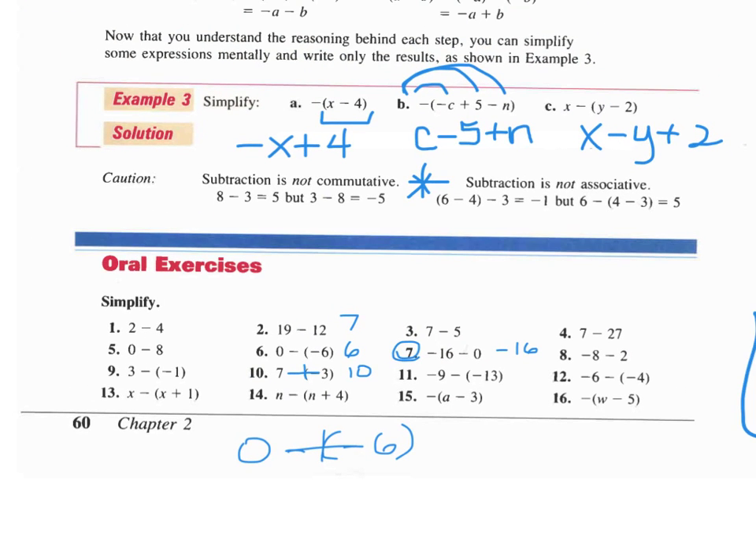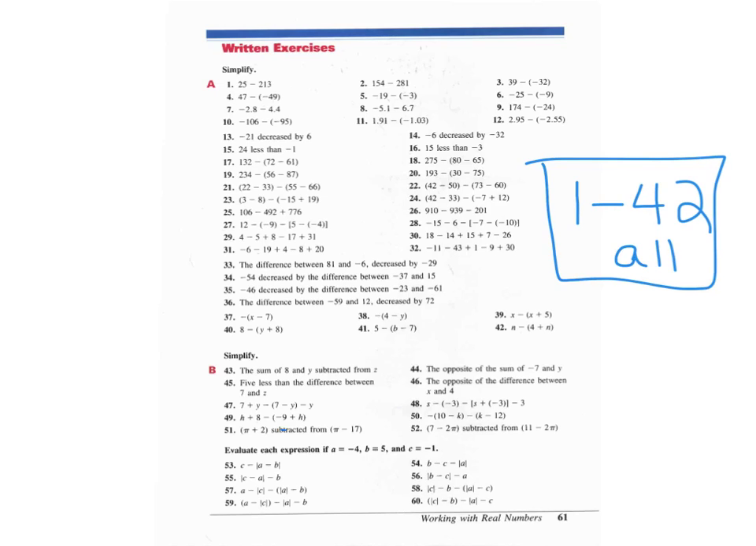All right, so that is the subtraction. And let's see what your homework is. All right, so again, your homework is 1 through 42 all. And what we're going to do right now is a test review. And then I'm going to give you time to start the subtraction homework. And then we're going to go over some of the answers for the subtraction before you leave today.